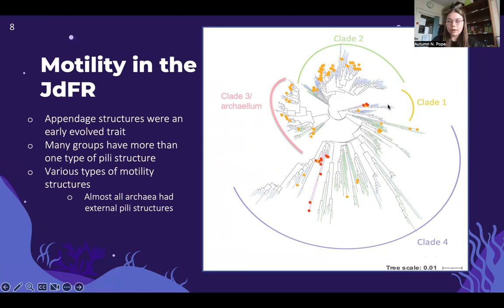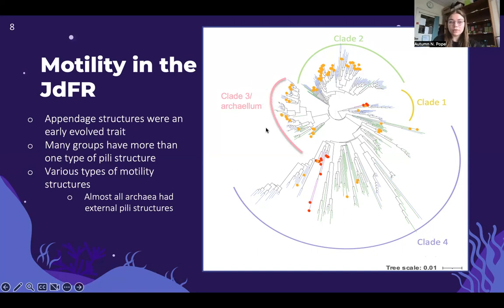I'm not going to really talk that much about those, but it's important to note. Each of these clades represents a different ATPase structure. ATPases are used to build the actual motility structure. Those are like the building blocks of different motility structures, so it could be pili, flagella, or an archaellum, which is a flagellum for archaea. And this is what clade 3 represents.